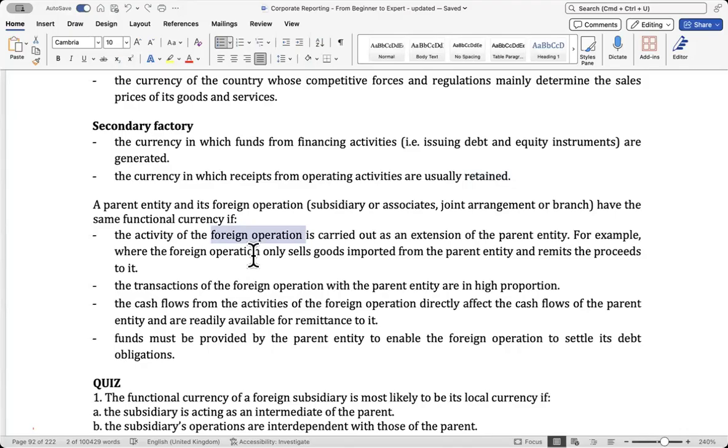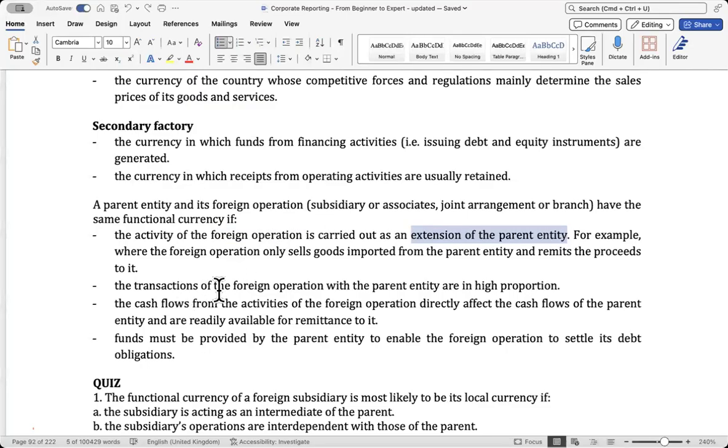It only sells goods. So if the foreign operation is in London and it only sells goods imported from Nigeria, and as soon as it makes the money, that receipt from operating activities is immediately retained in naira because it has to remit it to the parent, then it's operating as an extension. It's just like the parent entity there, right? So in that case, there's a high likelihood that they have the same functional currency.